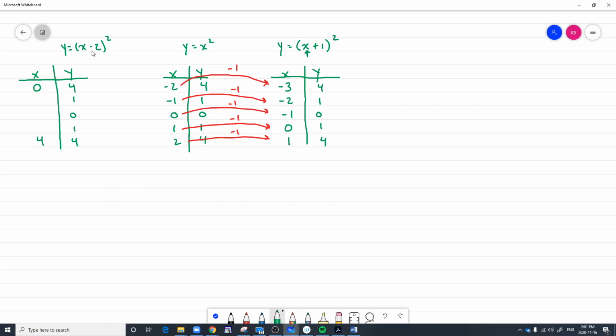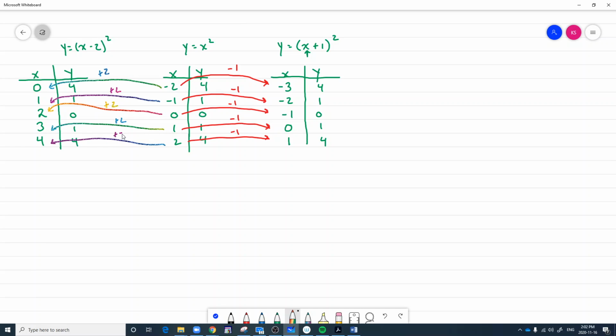To get negative 1, x would have to be 1. Or to get positive 1, x would have to be 3. To get 0 now, the x value would have to be 2. So what happened? Well, to go from here to here, you had to increase all the x values by 2 in order to get that same y value, or that same shape.